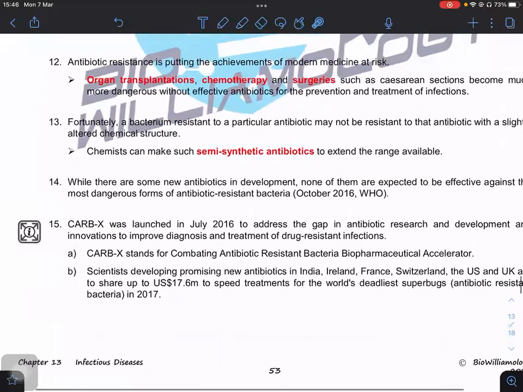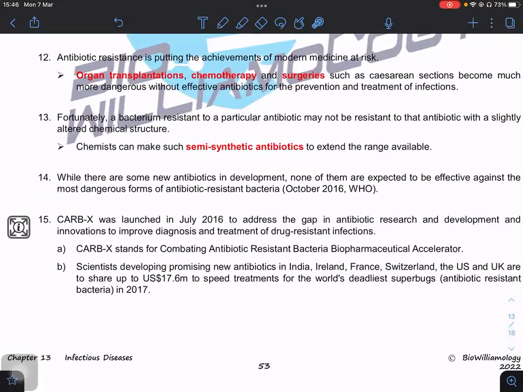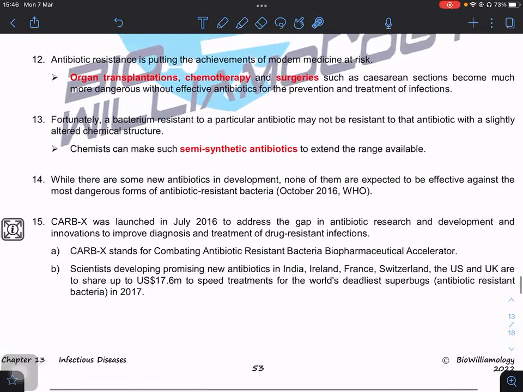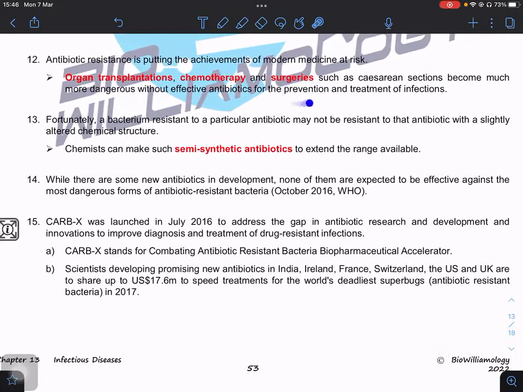Antibiotic resistance is putting the achievement of modern medicine at risk, because organ transplant, chemotherapy and surgery can cause infections. To prevent infection, we use antibiotics, but now there is antibiotic resistance. Fortunately, bacteria resistant to a particular antibiotic may not be resistant to other antibiotics, so we can make semi-synthetic antibiotics by changing the chemical structure. We do have some new antibiotic developments, but none of them is expected to be effective against the most dangerous forms of antibiotic-resistant bacteria, according to WHO in 2016.